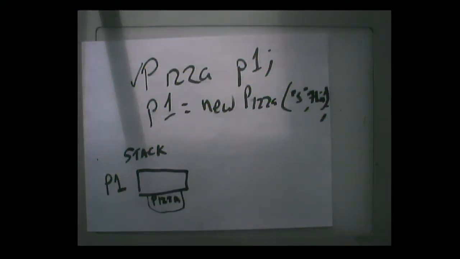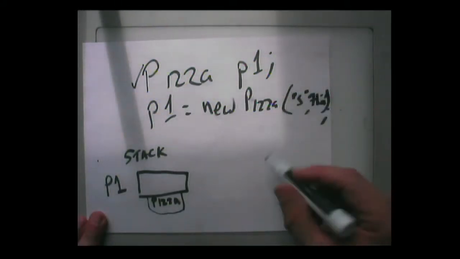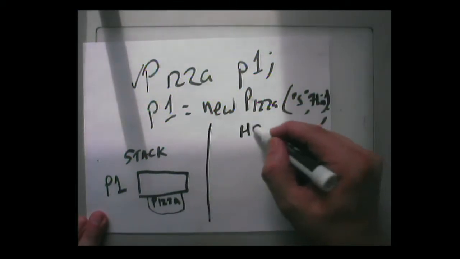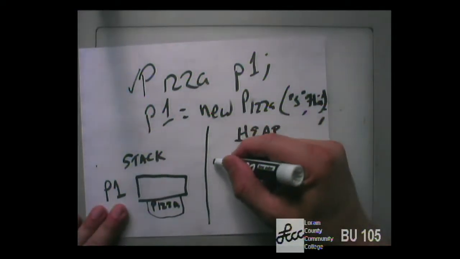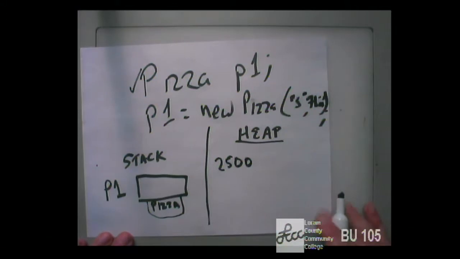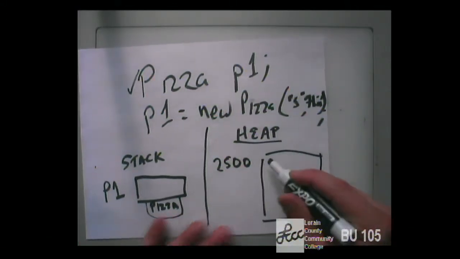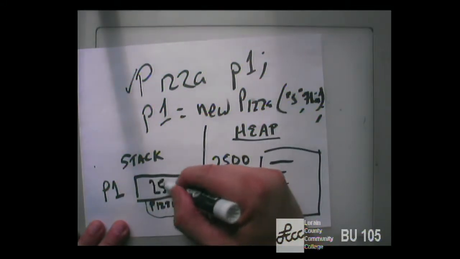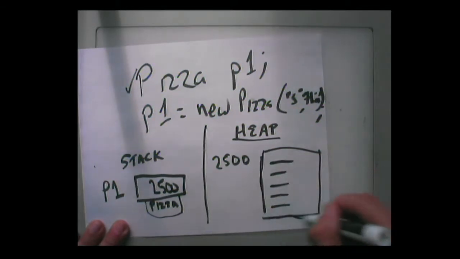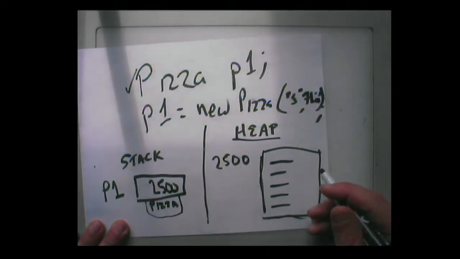If, however, the next line says P1 equals new Pizza, and I set those properties, that creates an object in a different part of memory called the heap. All right? And for right now, the details of what the stack and the heap are isn't terribly important. Just know that the heap's a different place in memory than the stack. It creates, at some location on the heap, with a number associated with it, I don't know, I just made something up, 2500. That's the memory location where it puts this object. And this object takes up a bunch of bytes, not just a few bytes like an integer would take.